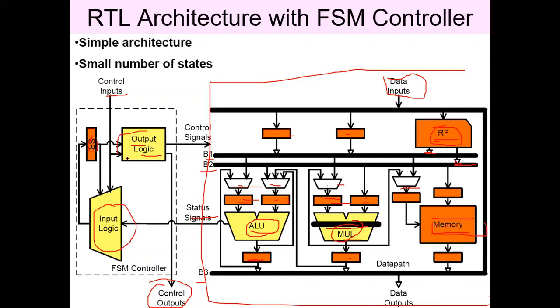Okay. So here we have an input logic as well as an output logic. Input logic will decide the next state based on the control inputs as well as the status signal, and output logic, depending upon the current state, has to generate the control signal that has to be given to the data path, and what are the control outputs that need to be given to other blocks that are connected to this particular design.